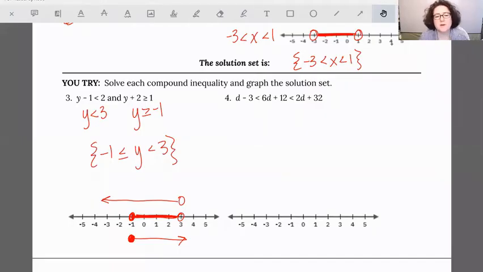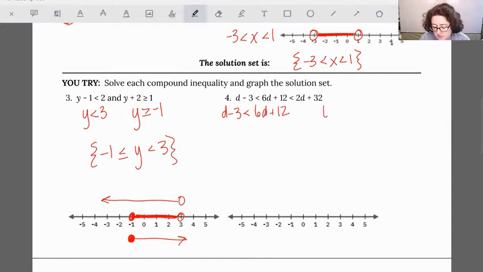And in number 4, we don't have two separate inequalities. So we're going to start by writing this out as two separate inequalities for us to solve. And so on the left-hand side, we have d minus 3 is less than 6d plus 12. And I'm taking that whole middle section and I'm going to repeat that for the second one. So 6d plus 12 less than 2d plus 32. So let's go and solve each one individually and see what that gives us in terms of a solution.